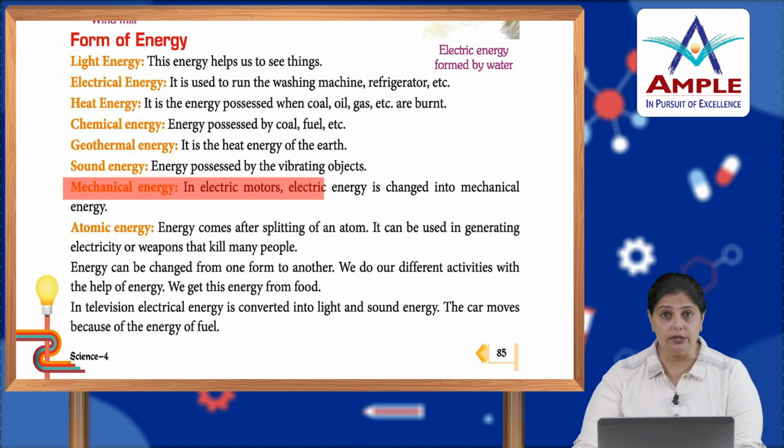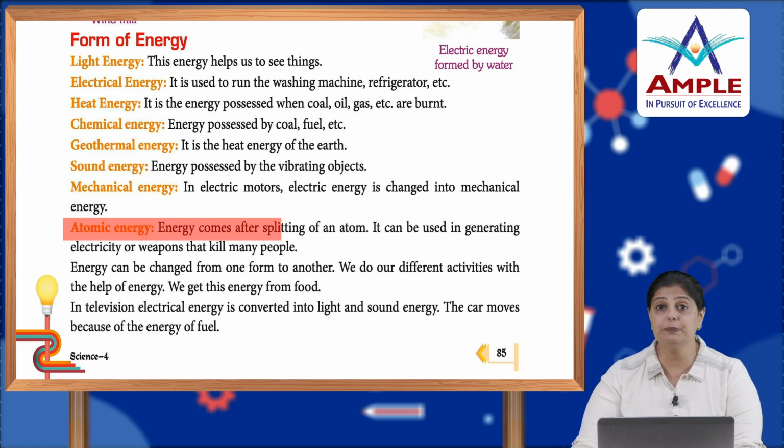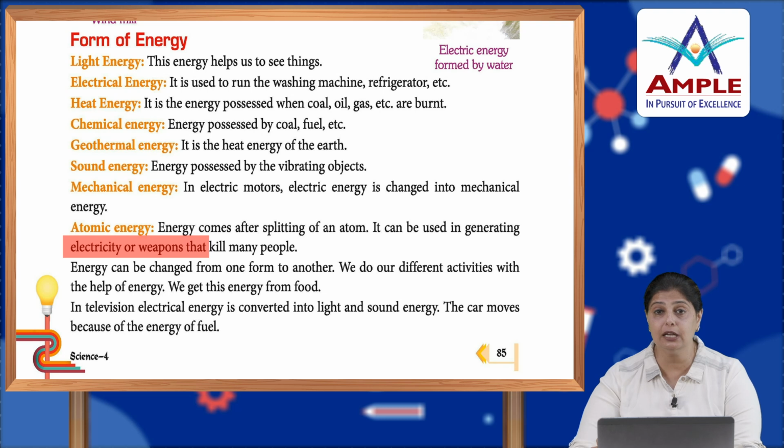Mechanical energy. In electric motors, electric energy is changed into mechanical energy. Atomic energy. Energy comes after splitting of an atom. So, when an atom splits, atomic energy is generated. It can be used in generating electricity or weapons that kill many people.